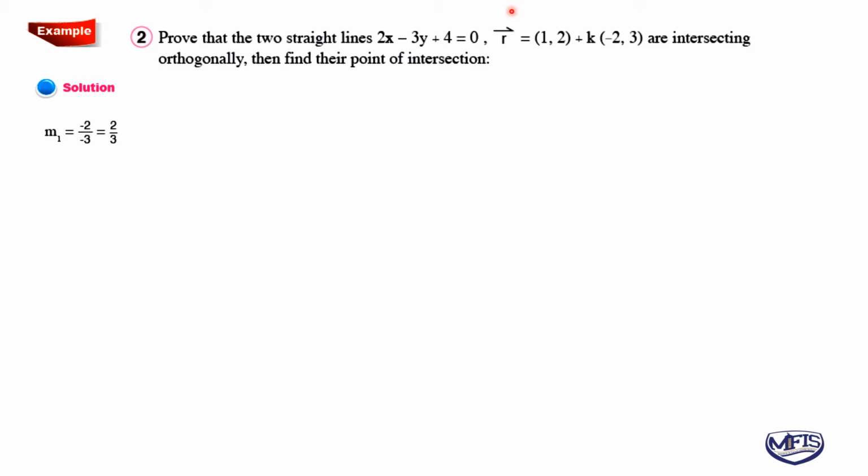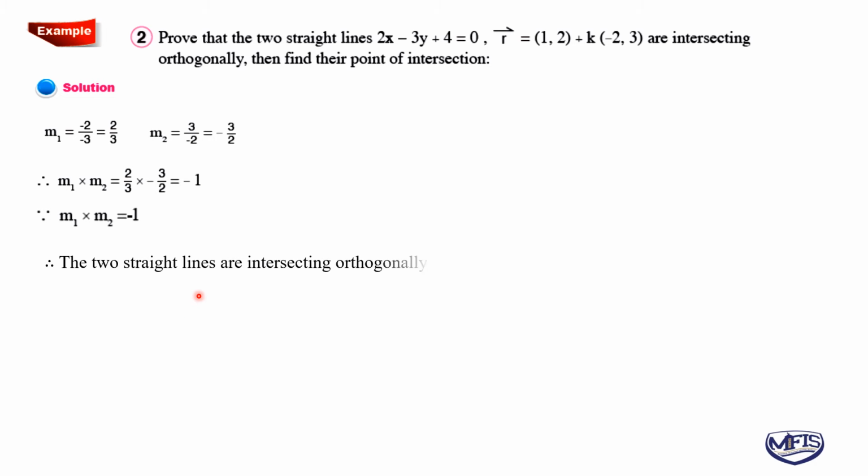So to prove that they intersect orthogonally, we will get the slope of the first straight line, which is m1, which is the negative coefficient of x over the coefficient of y, so negative 2 over negative 3, which will be 2 over 3. And the second one, m2, from the u vector, we can find the slope 3 over negative 2. So if we multiply m1 and m2, we get negative 1. So the two straight lines intersect and make right angles. So the two straight lines intersect orthogonally.